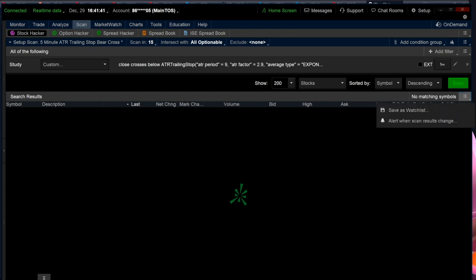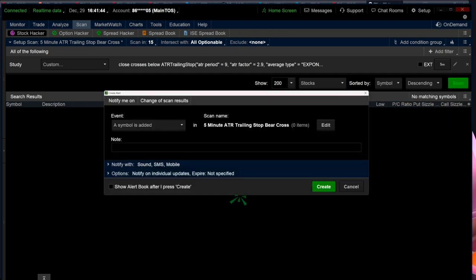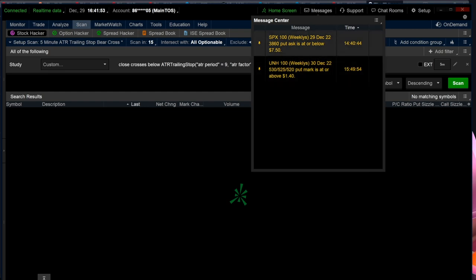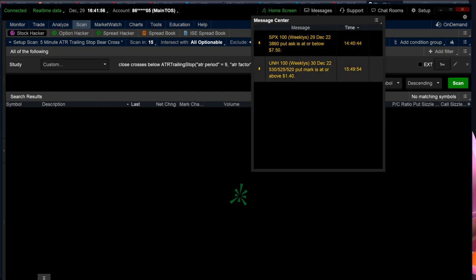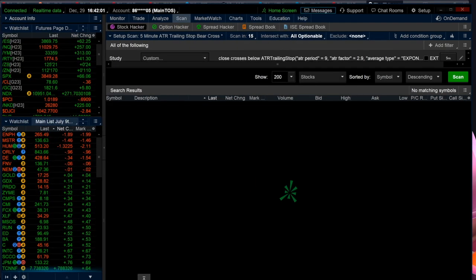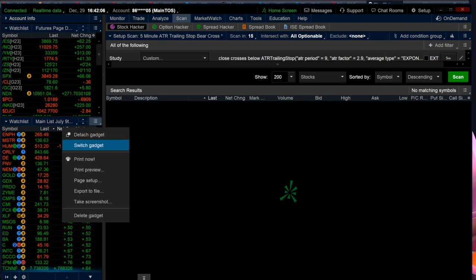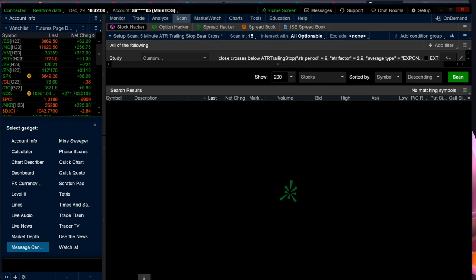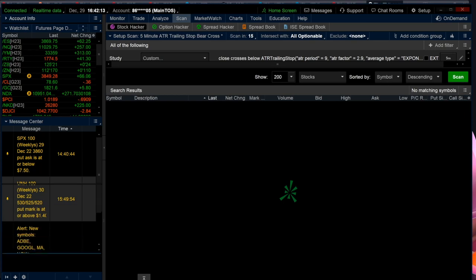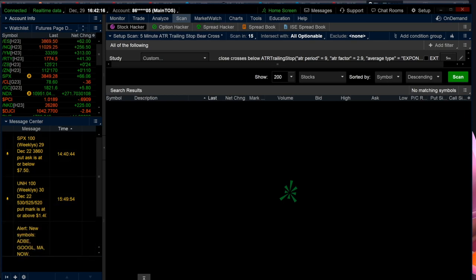I'm then going to save that as alert when scans when the conditions change. And then you go to your messages and it will tell you. It'll say so-and-so crossed. Now, if you don't want to have your message open, all you do is you do this. You go over to here. You have all your watch list. Switch the gadget and make it the message center. And now down here, you'll get alerts. That's the way I find unusual strength or weakness.